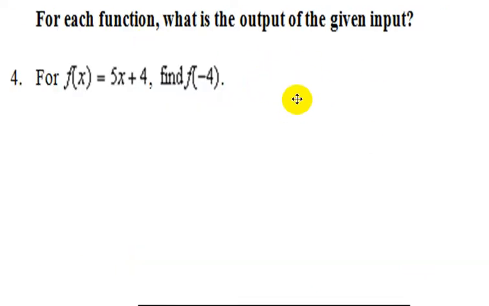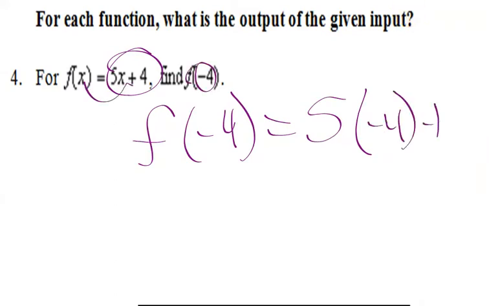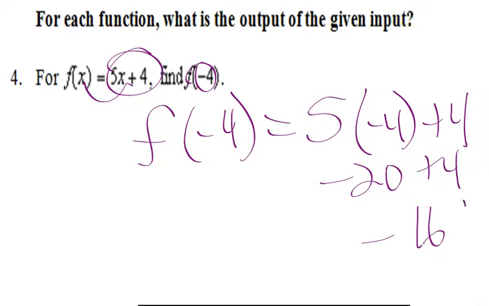Number 4, for each function, what is the output of the given input? So for f of x equals 5x plus 4, find f of negative 4. So f of negative 4 is equal to 5x plus 4, and everywhere there's an x, we're going to replace it with a negative 4. So 5 times negative 4 plus 4, which is negative 20 plus 4, which is negative 16. So f of negative 4 is negative 16.